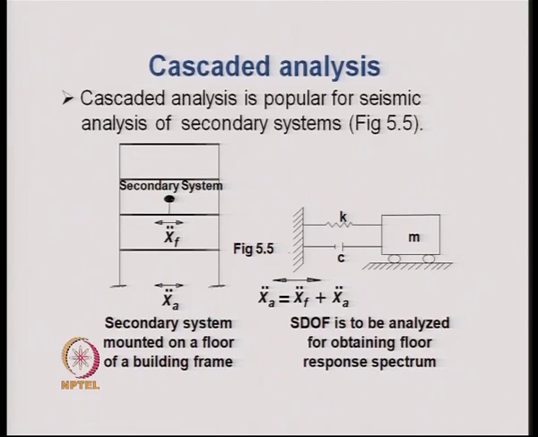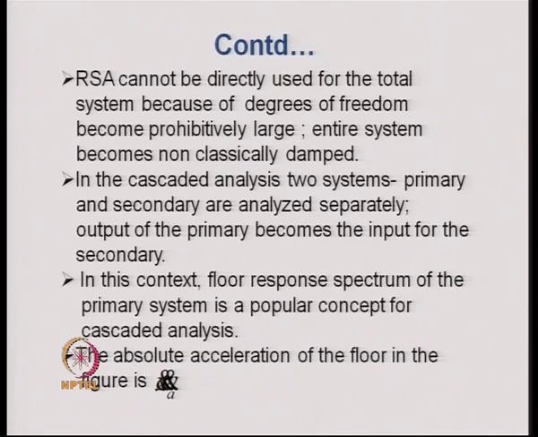So, what is done is that first we remove the secondary system from the primary system, only retain the mass of the secondary system on the primary system, and analyze it for the given ground acceleration. The results of the analysis provide the time history of the acceleration at the floor level.